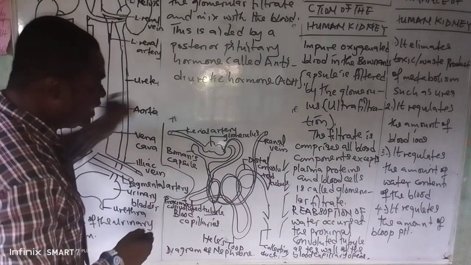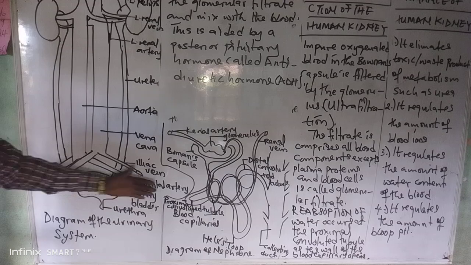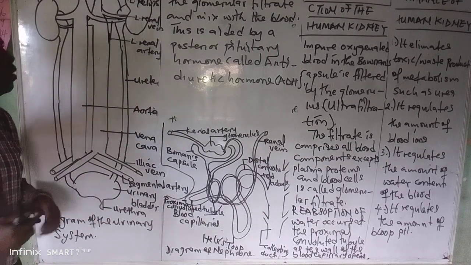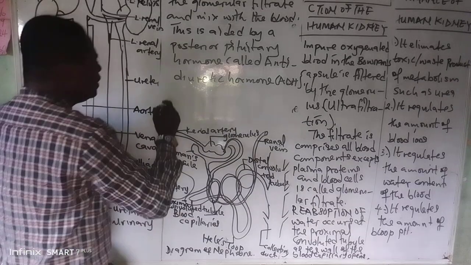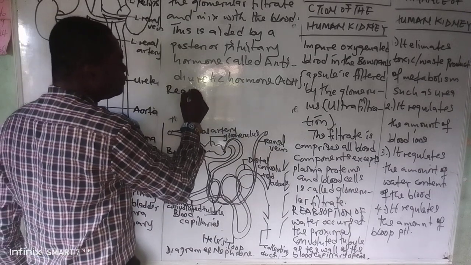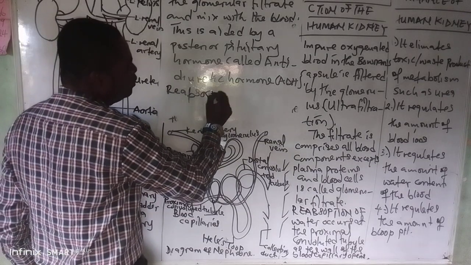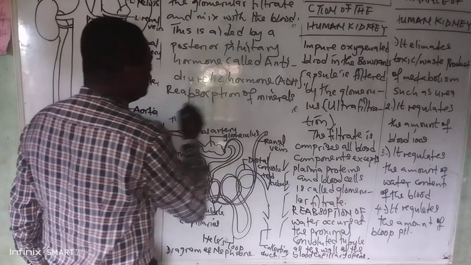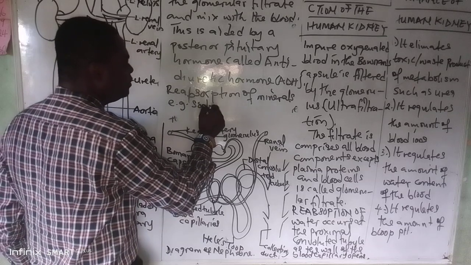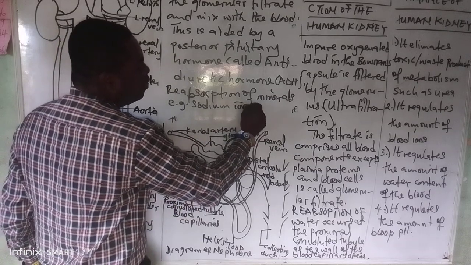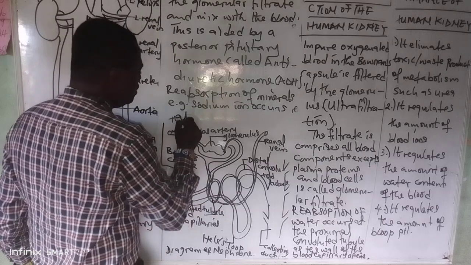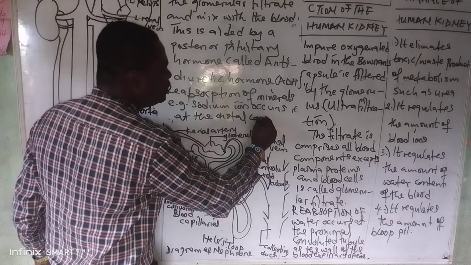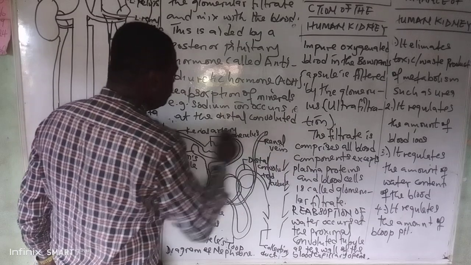Now, they also add this here. What is the function of the proximal convoluted tubule? Reabsorption of water by the kidney tubules. So then another thing is reabsorption. I will explain that. Reabsorption of minerals, e.g., sodium ions, occurs at the distal convoluted tubule.